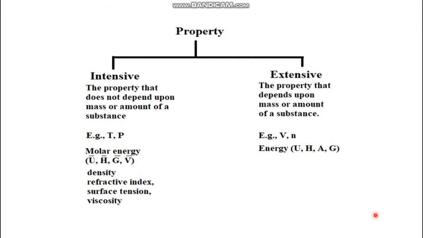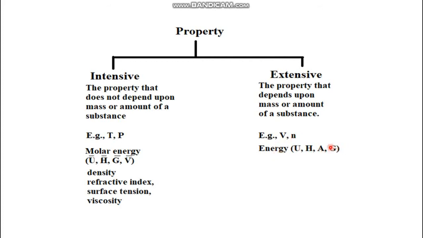Now move on to property. Properties are of two types, intensive properties and extensive properties. Intensive properties are those which don't depend upon mass, and extensive properties are mass dependent, or dependent on the amount of substance. So temperature and pressure do not depend upon the amount or mass of a substance, whereas V and N, where N is the number of moles and V is the volume, these two depend upon the mass or amount of the substance.